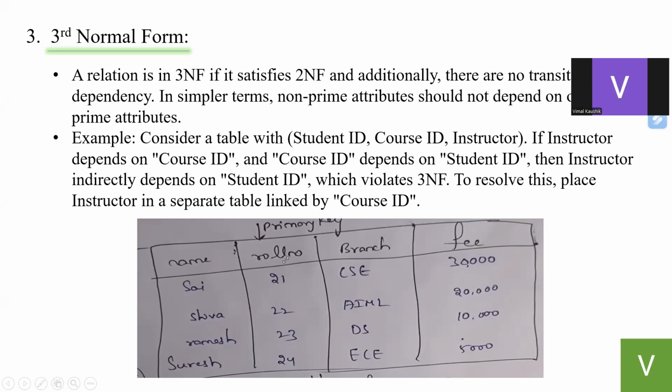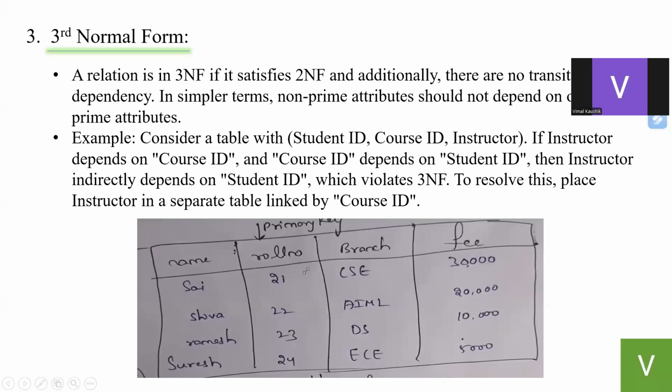Now let us consider the second example, which is in the image. Let us consider four fields. We have name, branch and fee as non-primary key attributes or non-prime attributes, and roll number as the primary key attribute. Here branch and name depend on the roll number, but the fee does not depend upon the roll number, because depending upon the branch the fee varies. For CSC the fee is 30,000, AML the fee is 20,000, and similarly with DS and DCE.